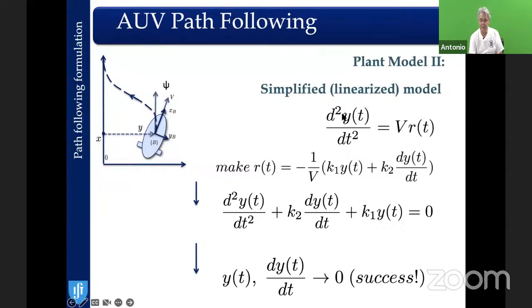So what should I do? Well, you do the same trick. You play the magic and choose an r such that when you insert it in here, boom, the equation becomes this. So obviously what you have to do is to make r minus 1 over v times k1. So the v cuts with the v and you get k1. And then plus k2 times the derivative. It shows up there. So when you do this trick and choose the rate of turn in this manner, now you have convergence to the origin and you bring the lateral distance to 0.